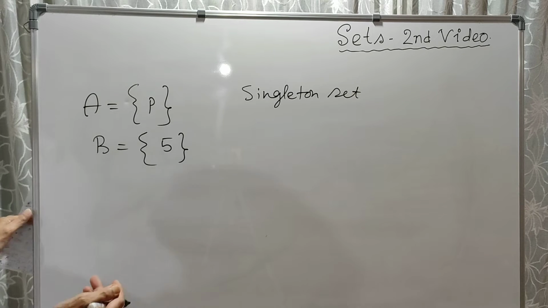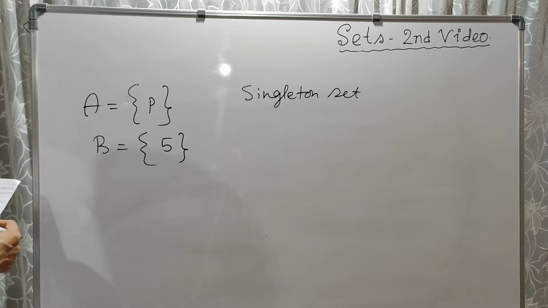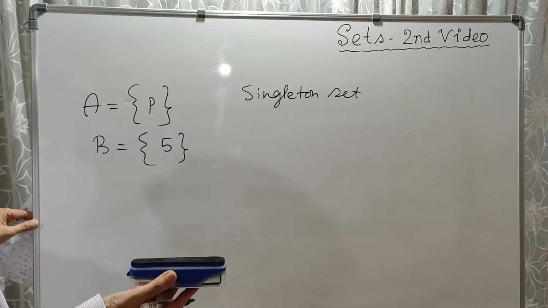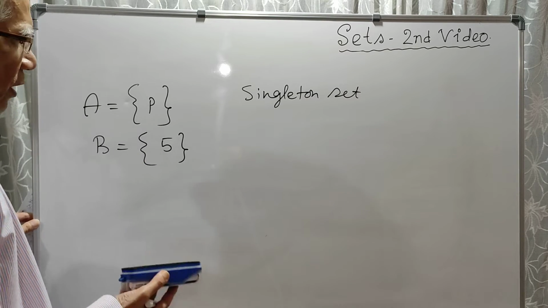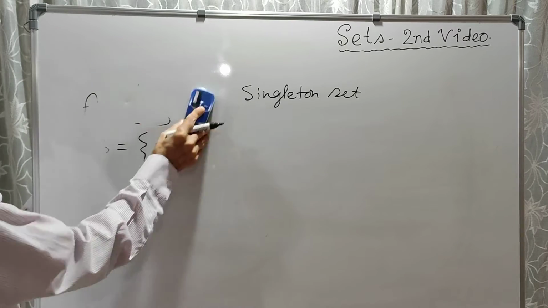That way, phi also is a singleton set. But the set of only phi is not a singleton set because phi has no element. So a singleton set will be a set of only one element. So very simple.